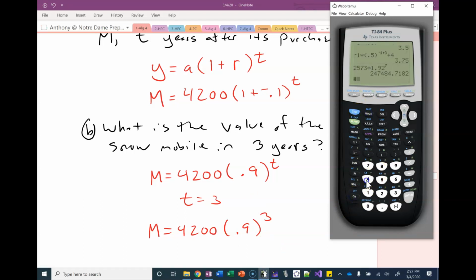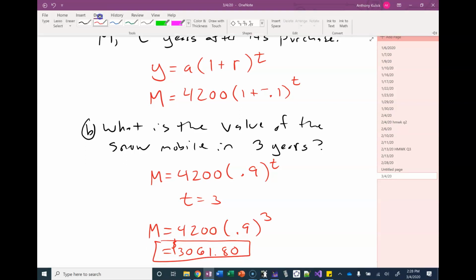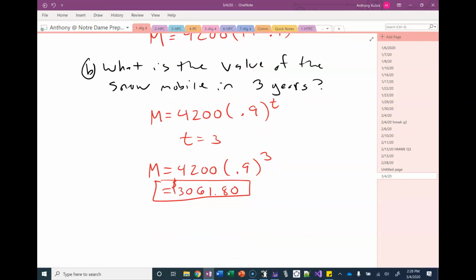So I'll just type this into my calculator then. One plus negative 0.1 is 0.9. Okay. So there we go. There's my value of my snowmobile after 3 years. Yes.